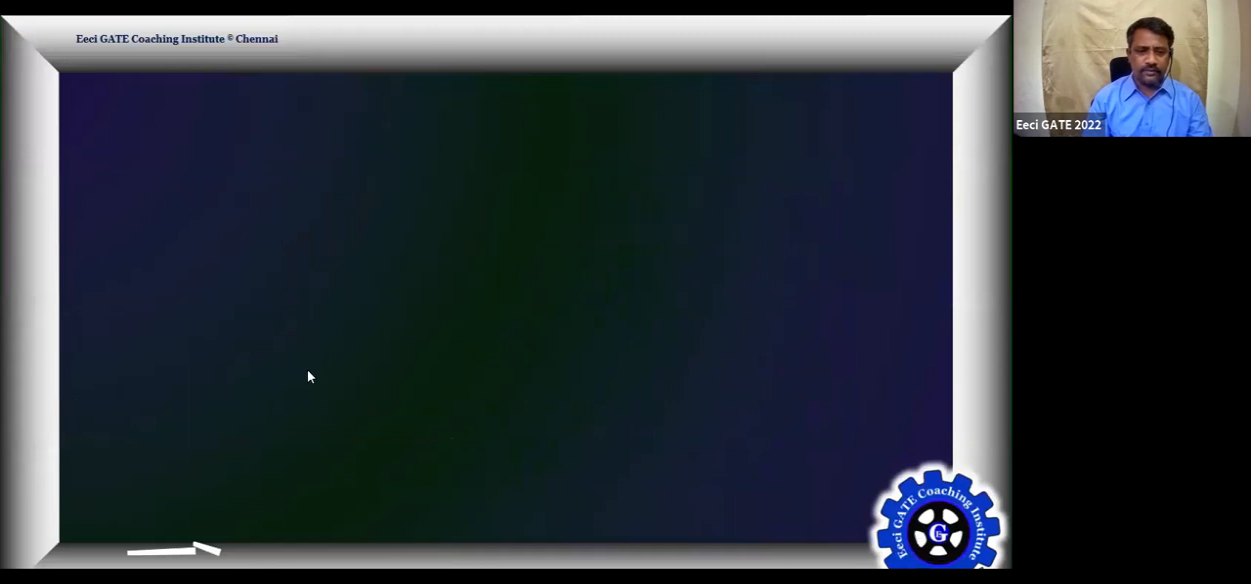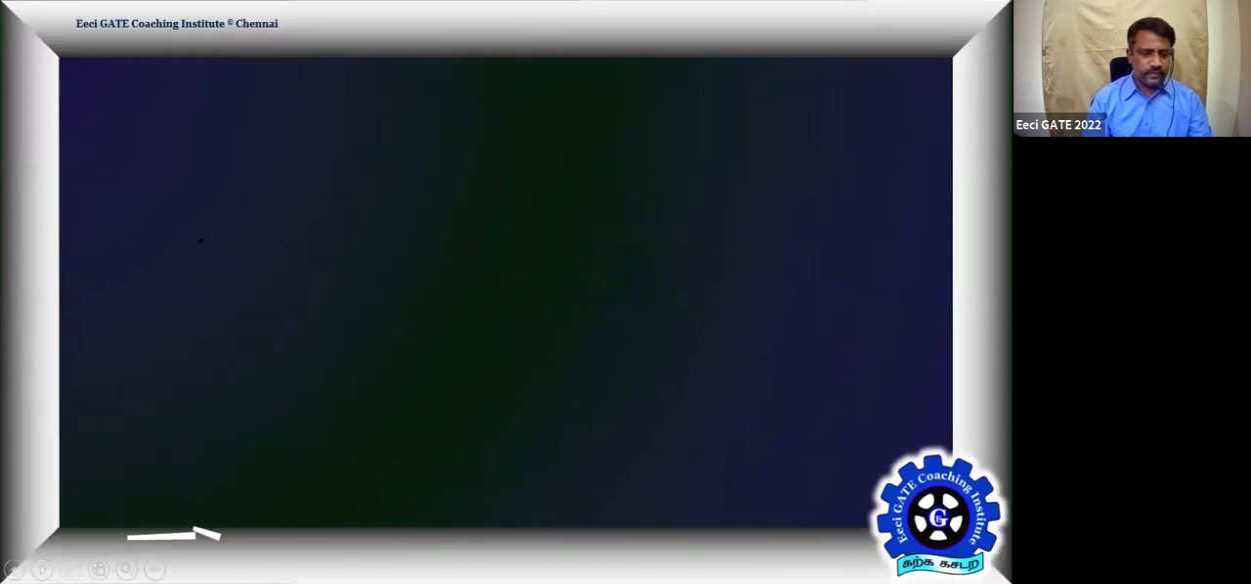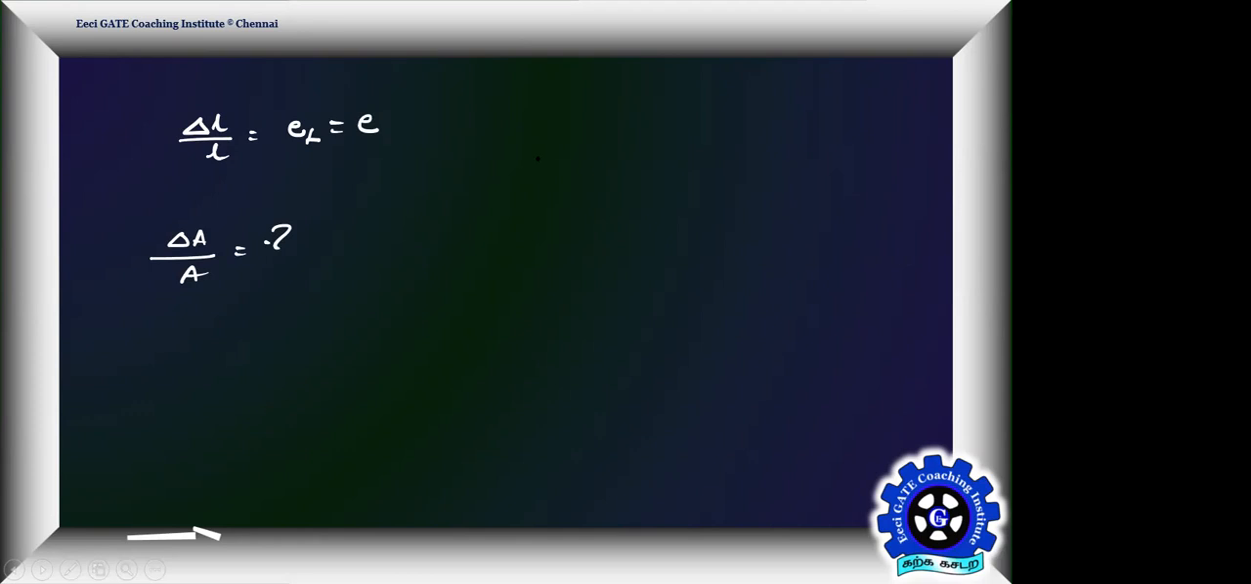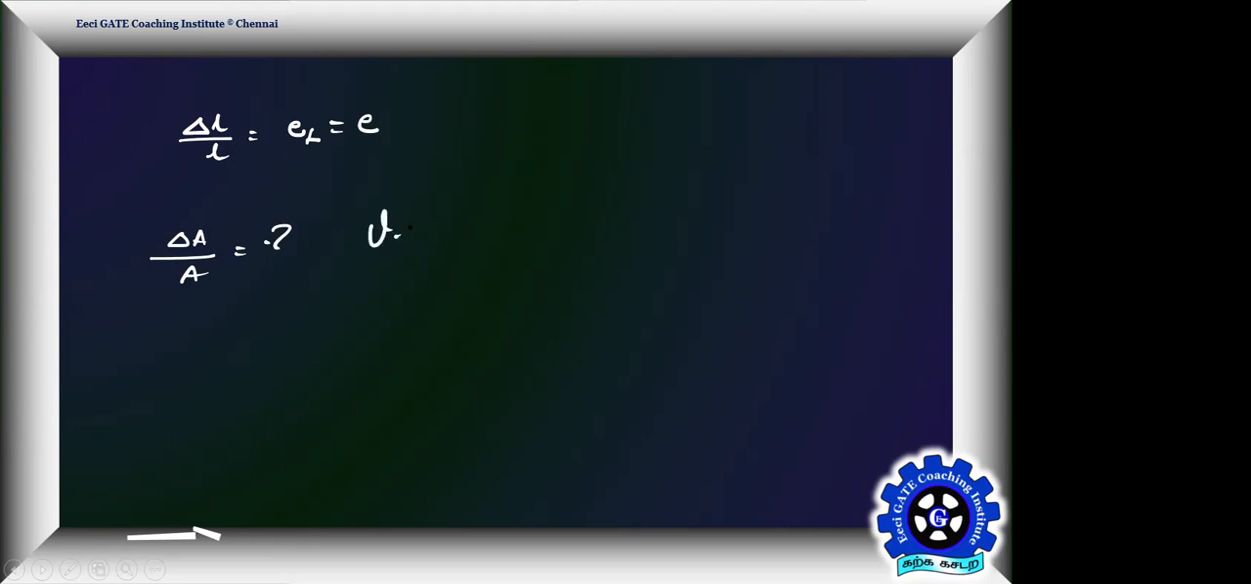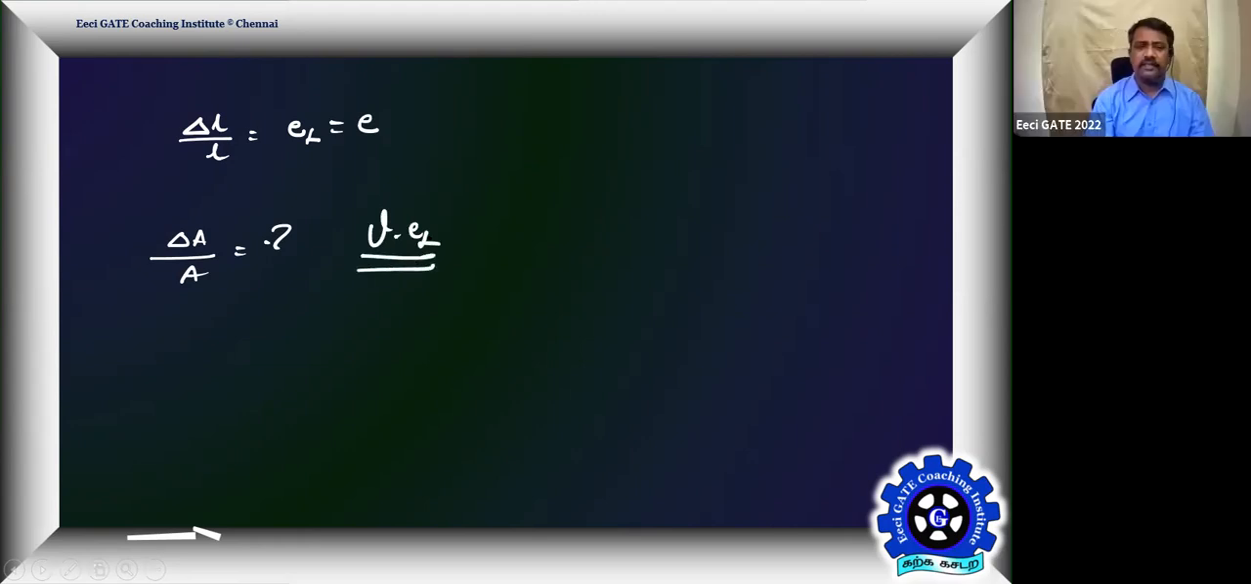Now, in the metal block, we call delta L by L as what? EL. Then tell me what is delta A by A? What should I call this? This can be later taken as shortly E. What is delta A by A? Mu times EL, Poisson's ratio times EL. Delta A by A, I'm asking.